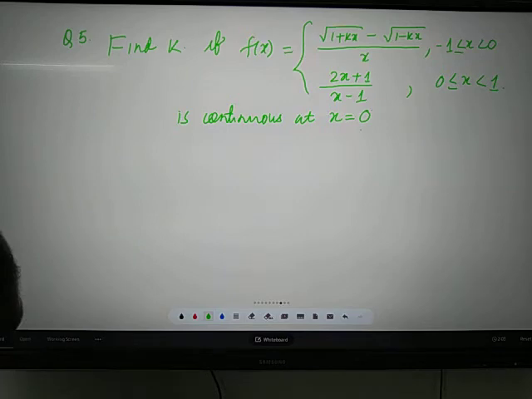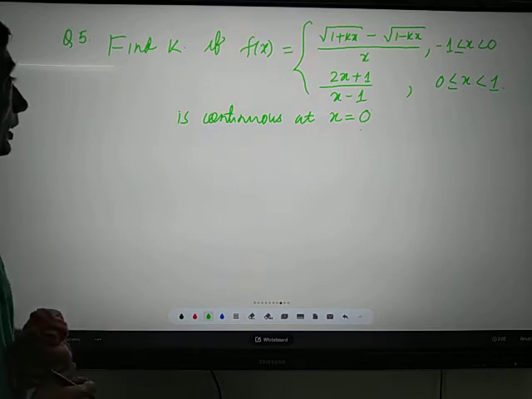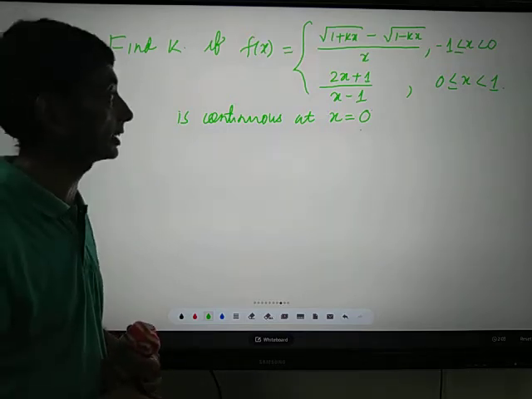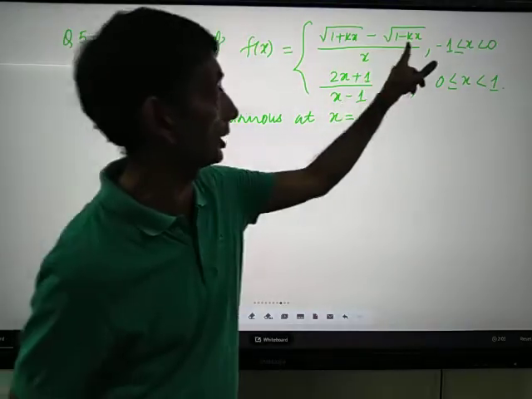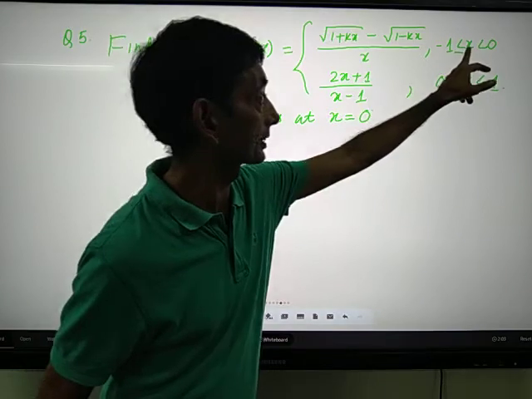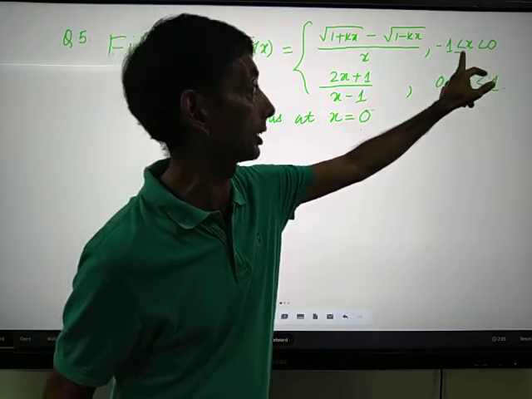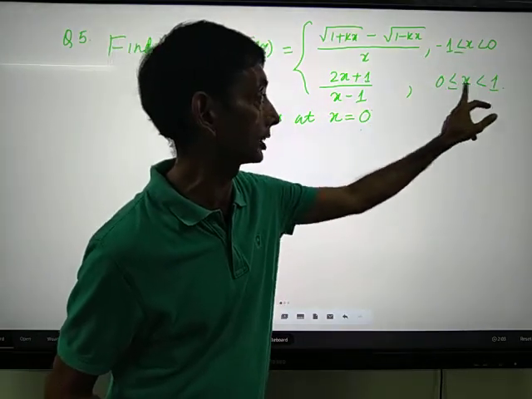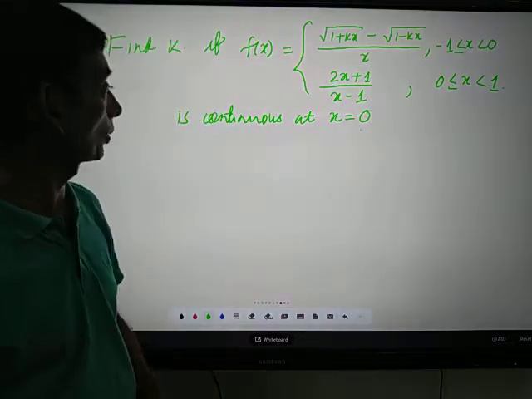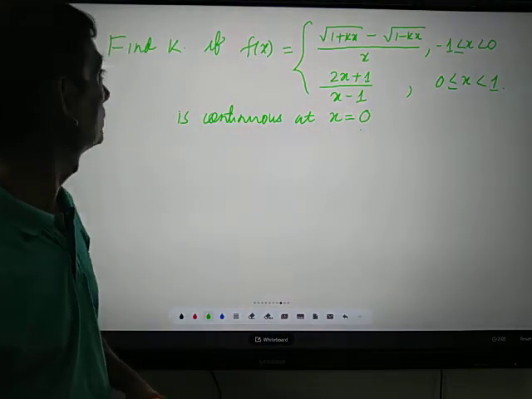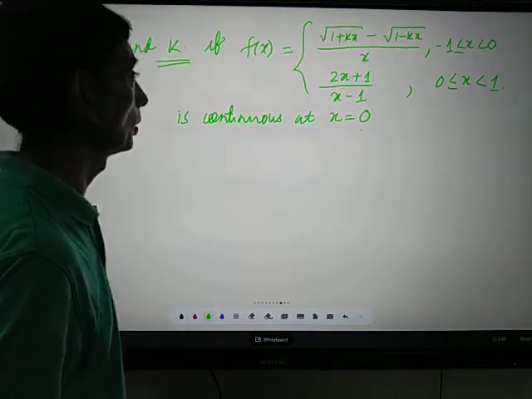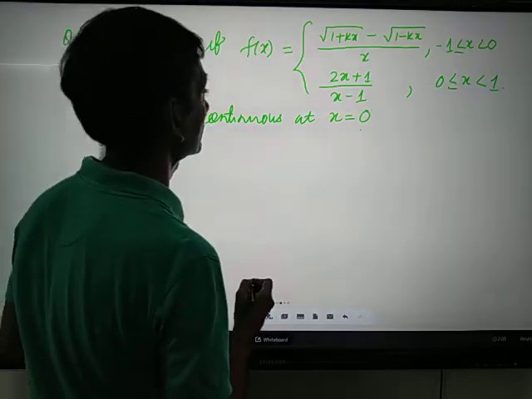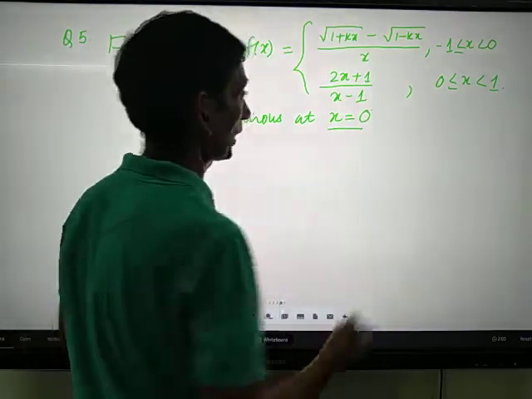We'll take this question: find k if f x is equal to under root 1 plus kx minus under root 1 minus kx by x, where x is greater than or equal to minus 1 and less than 0, and f x is given for x greater than or equal to 0 and less than 1, and it is continuous at x equal to 0. If it is continuous, find the value of k.